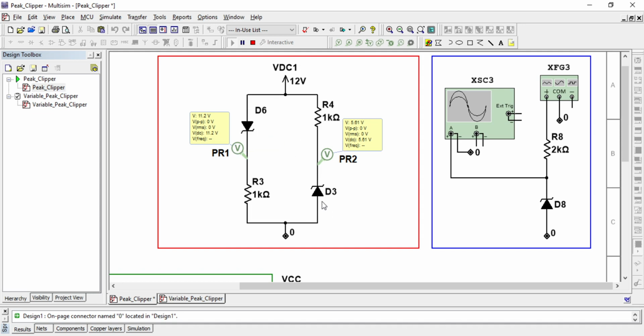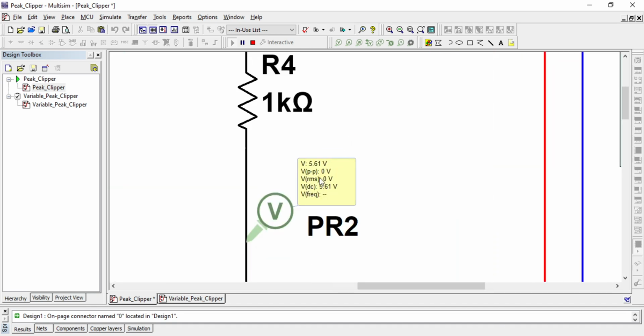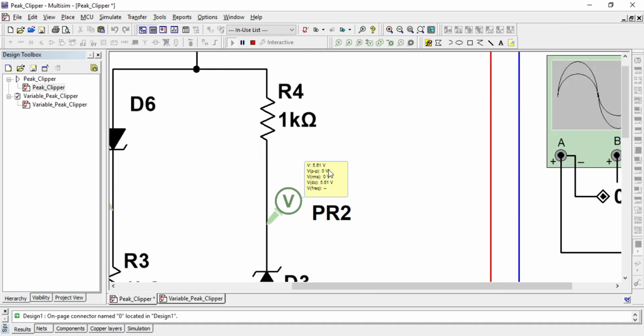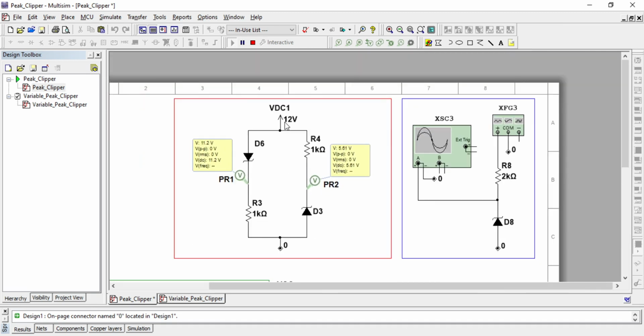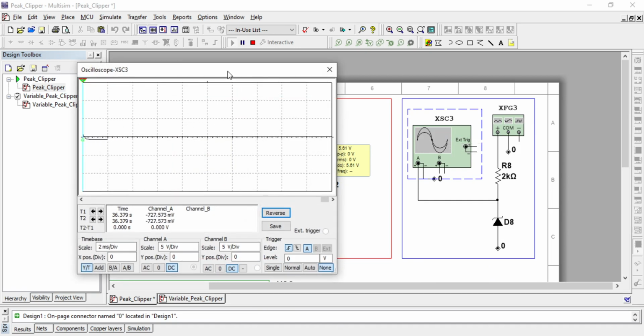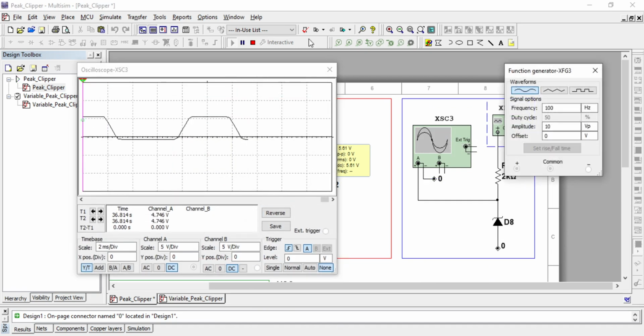Coming to the reverse breakdown of the diode, here we have 12 volt, then resistance, and then we have connected the Zener diode D3 in reverse bias, and we can see the reverse breakdown voltage is 5.61 volt. So keeping these two values in mind, we can further simulate the behavior of the diode.